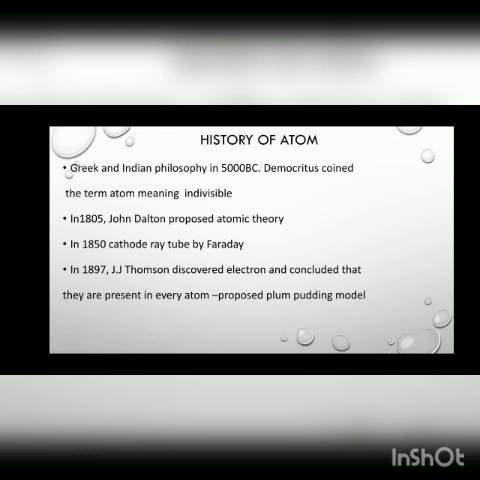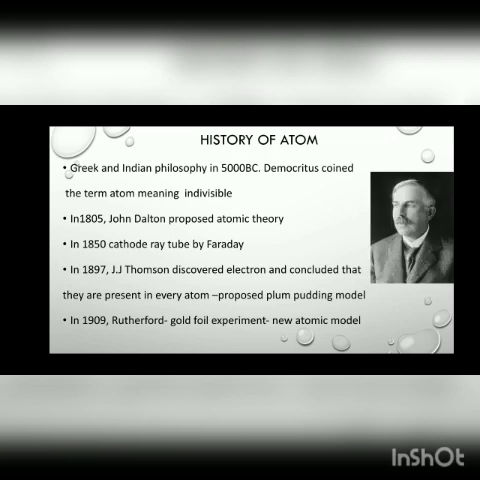He was the first scientist to propose an atomic model. His model was known as the plum pudding model. He was a great scientist, but his model had some limitations. These limitations were overcome by another scientist named Rutherford. In 1909, Rutherford performed the gold foil experiment and proposed a new atomic model, which overcame the limitations of Thomson's model. Above all, Rutherford was a student of J.J. Thomson.